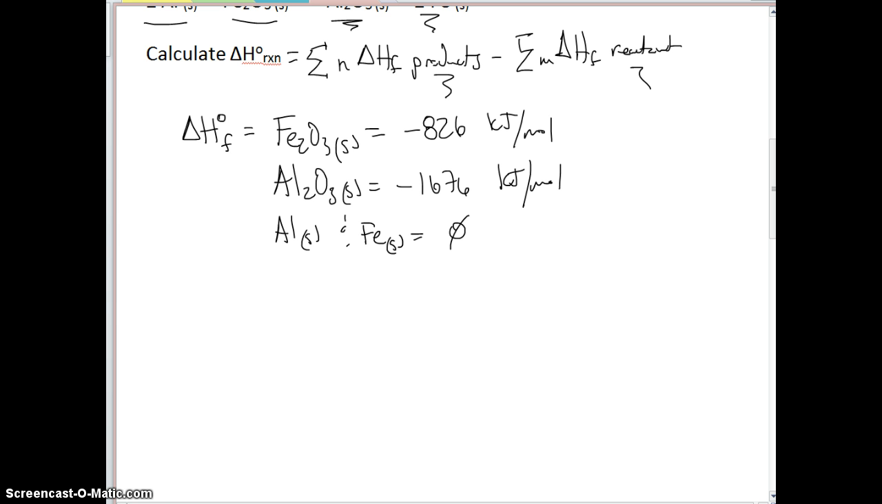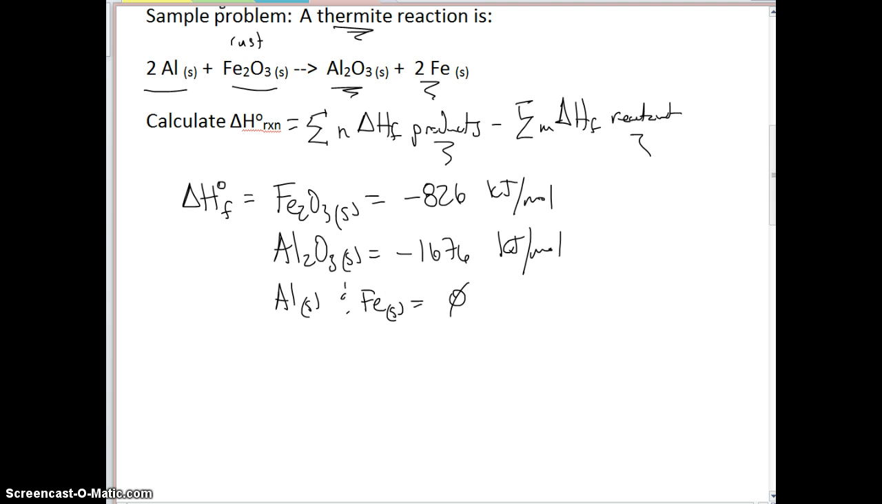So essentially what we're going to do here is once again do the sum of our products, which we have just one aluminum oxide, and so that's going to be negative 1676. Now, up here in the balanced equation, there is only one of these, so I don't have to multiply a coefficient through here. And because it's the sum, I'm going to add in my iron here, and I have 2 of them, but iron is 0, so 2 times 0 is 0. So once again, this is Al2O3, and this is our Fe.